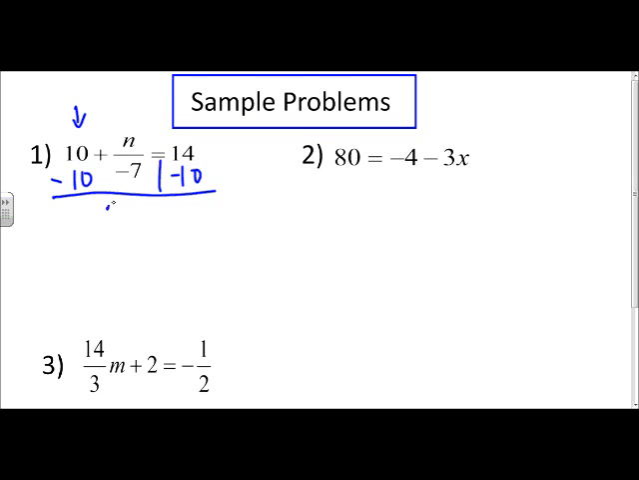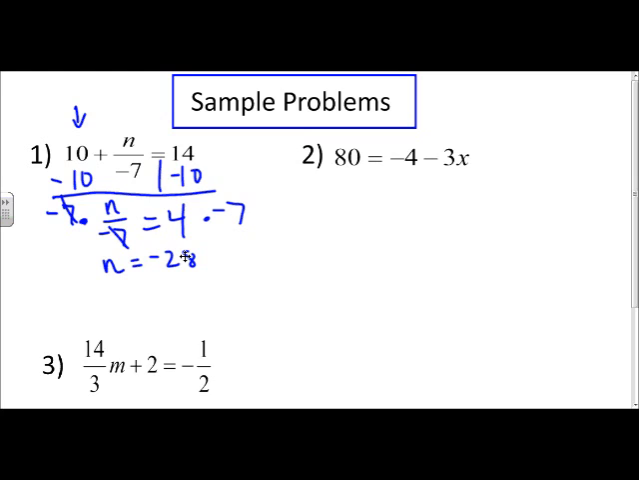On the left side, I'm left with n over negative 7. And 14 minus 10 is 4. And I bring down my equal sign here. How do I get my variable all by itself? n is being divided by negative 7. So in order to make the coefficient 1, I want to do the inverse of dividing by negative 7, which is multiplying by negative 7. But I also must do the same thing on the other side of the equal sign. So negative 7 and negative 7 will cancel out, leaving me with n is equal to negative 28.